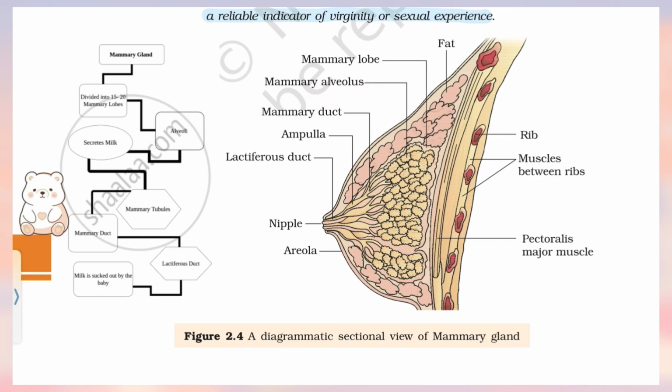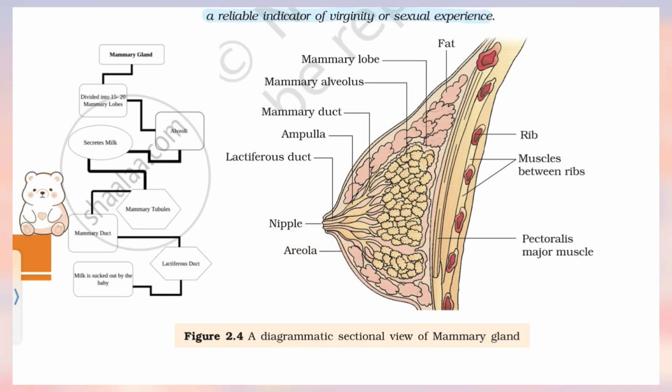These tubules collect milk produced by the glandular cells, and several secondary mammary tubules join together to form the mammary duct. Near the nipple, each mammary duct slightly enlarges to form an ampulla. The ampulla acts as a temporary storage site for milk, and from the ampulla, milk passes into lactiferous ducts, which open on the surface of the nipple. This projecting structure is the nipple. Milk is released from the nipple during lactation, and the pigmented area surrounding the nipple is called the areola.